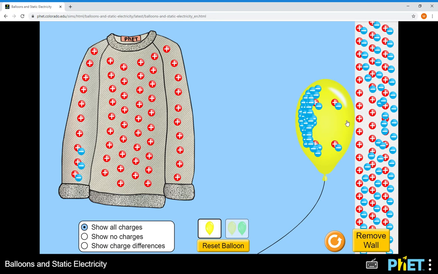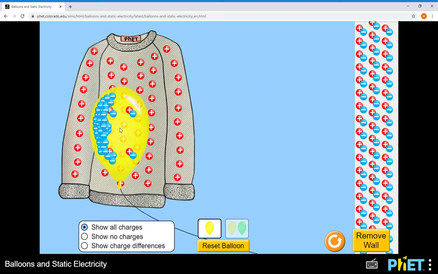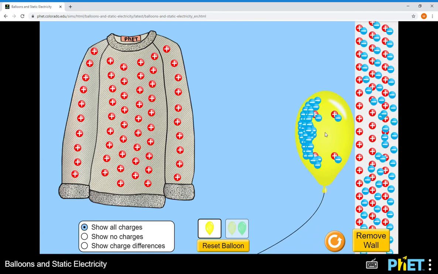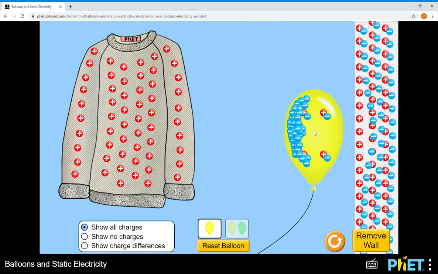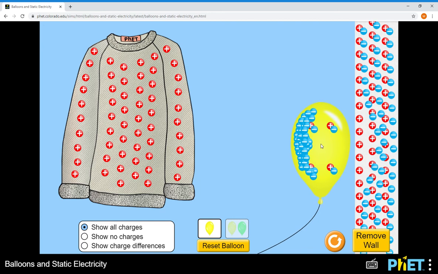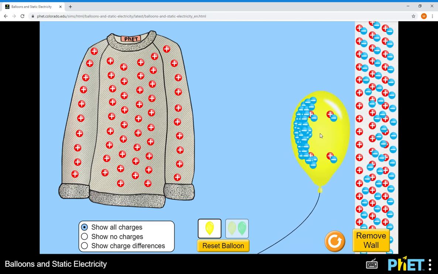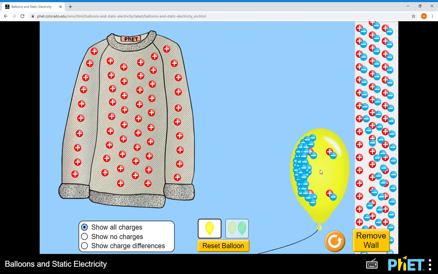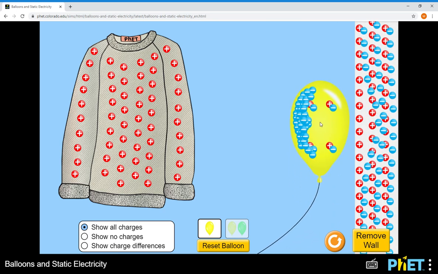So anyway, this is called charging by friction when I rubbed it with the sweater here, and this is charging by induction, where the balloon gets close without physically touching. That's basically what induction means. So without direct contact, it's pushing the electrons away, inducing a positive charge at the wall near the balloon. So anyway, that's static electricity.